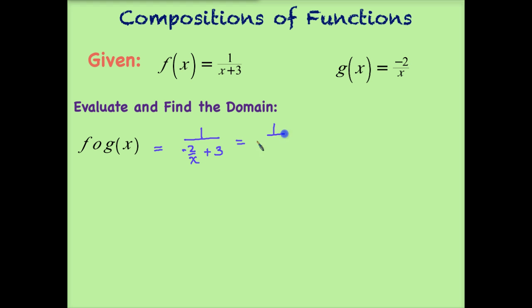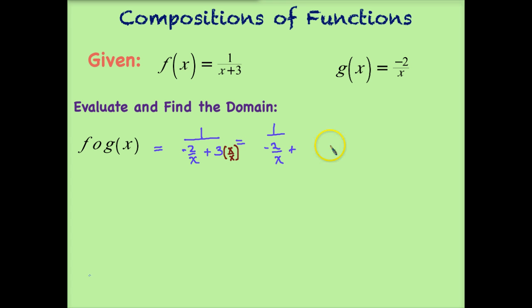In order to combine a fraction with a number, we need common denominators. Our common denominator here will be x, so we need to multiply 3 by x over x in order to have a common denominator.